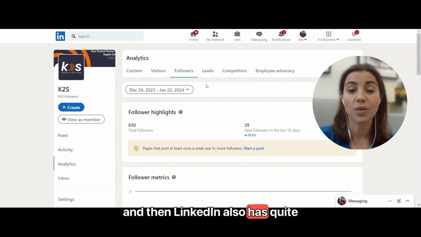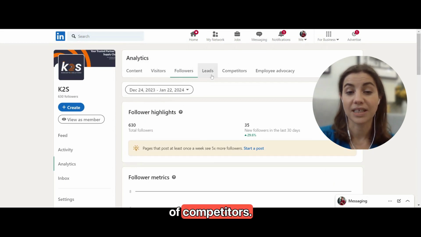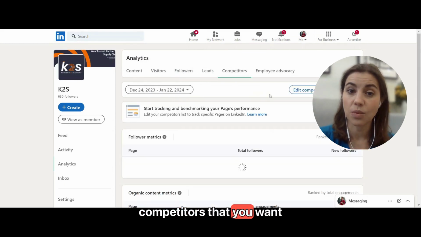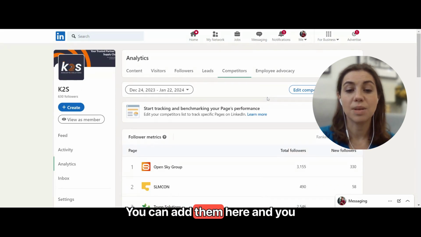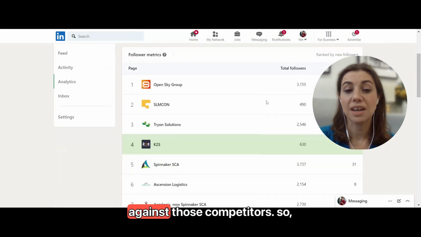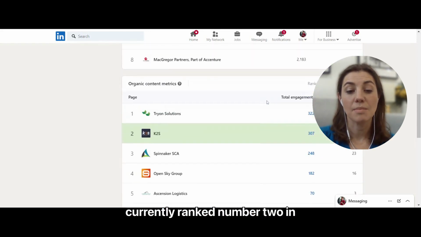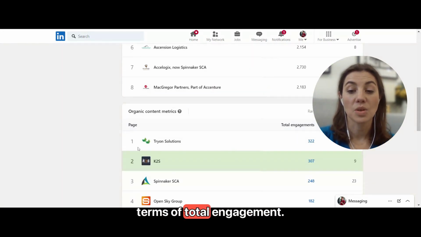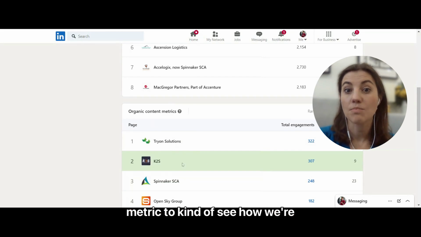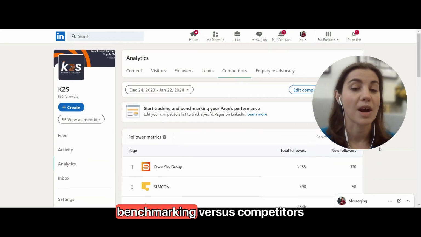And then LinkedIn also has quite a nice feature in terms of competitors. So you can choose your own competitors that you want to rank against. You can add them here and you can see how you are performing against those competitors. So for example, this page is currently ranked number 2 in terms of total engagement.